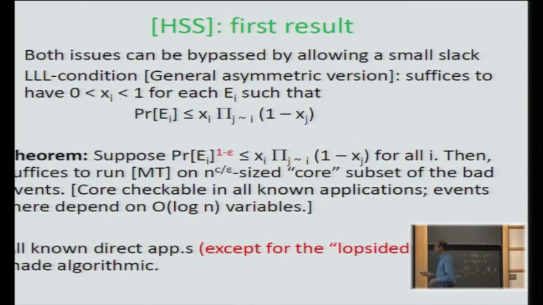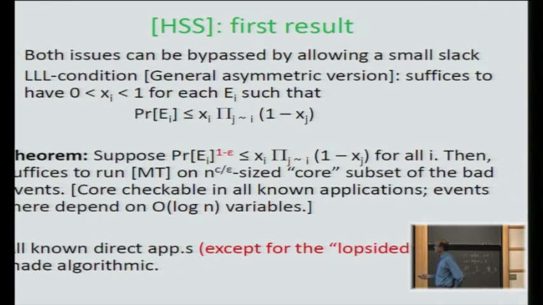Yeah, so our first result, actually the second result I personally like even more. The first result says the following. Recall that the general asymmetric version of the local lemma says the following. If for each bad event you can assign a real xi between 0 and 1, such that this condition is true.